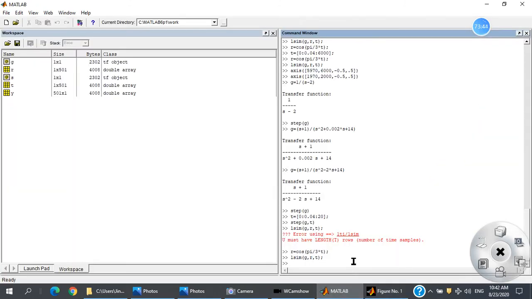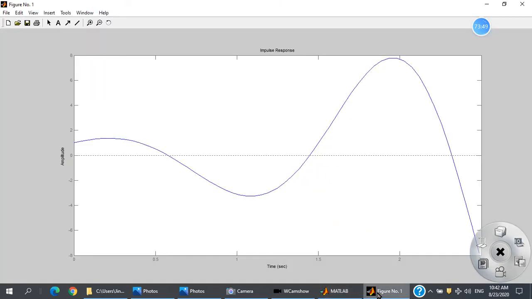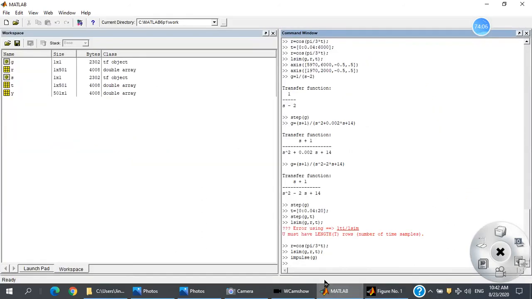And we can see the impulse response will also go to infinite. See, up and down, up and down. If we have more time, it will give more amplitude. All right. So this shows us some features of the input and output, and the thing is related with the poles. The location of the poles also gives us the feature of the response, right?